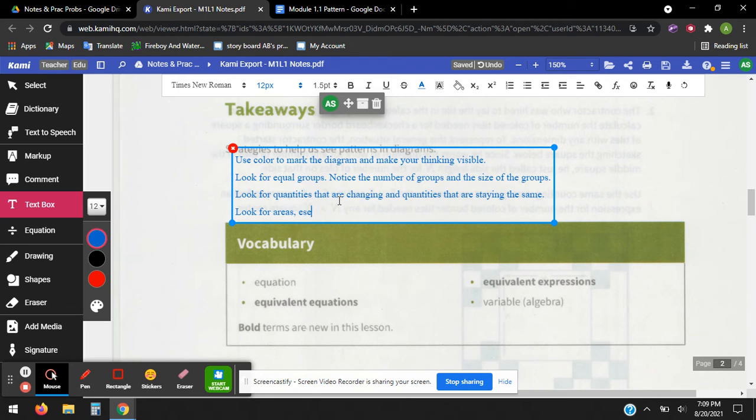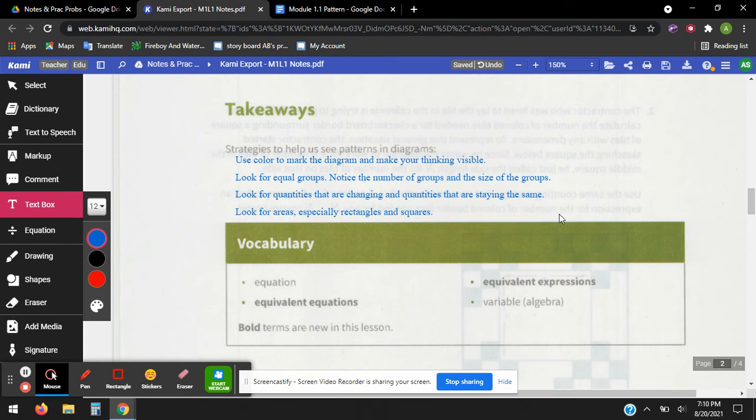So especially rectangles and squares, right? The length times width. That's an area. We were using that information to kind of know that those would be the same. All right. Vocabulary should have gone over.